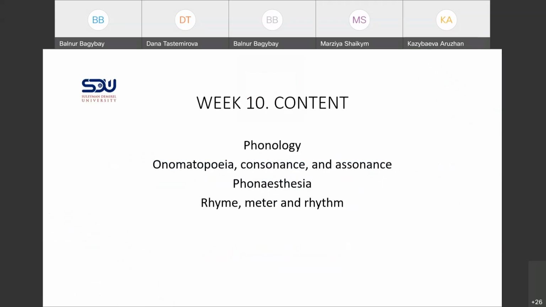And I forgot about phonaesthesia, also a lovely term that we're going to look at. And to be honest, I'm not a fan of poems, not in English mainly. Even in Kazakh and Russian, I'm not a big fan of writers who write their poems.